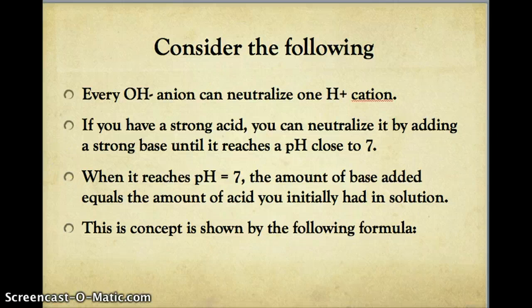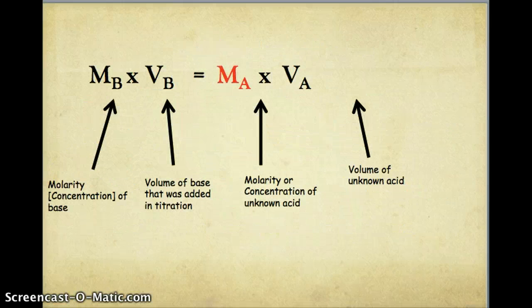This concept is depicted, is shown through this formula. So MB stands for the molarity of the base. The molarity of the base multiplied by the volume of the base is going to equal the molarity of the acid times the volume of the acid: MB × VB = MA × VA. So both of these are the same, except one side corresponds to the base and one side corresponds to the acid.